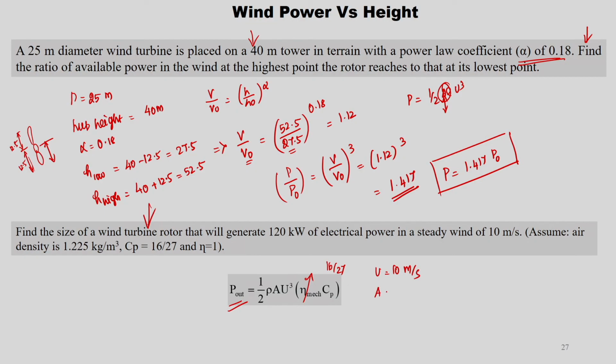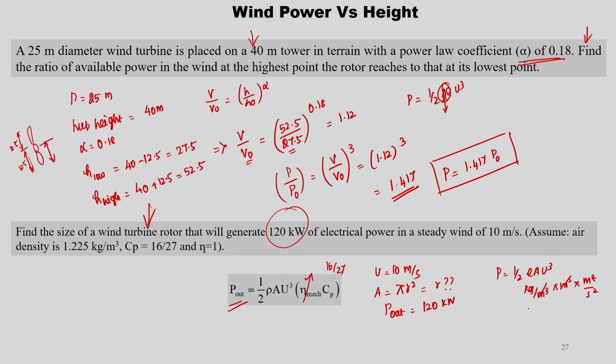Then A is nothing but pi r square, but we do not know what r is. That is what we are supposed to find out, and P out is given, which is nothing but 120 kilowatt. Remember the formula, P is nothing but half rho A u cube, with units kg per meter cube, meter squared, into meter cube per second cube. So, this is coming as kg per meter cube, meter squared, and meter squared upon second squared.